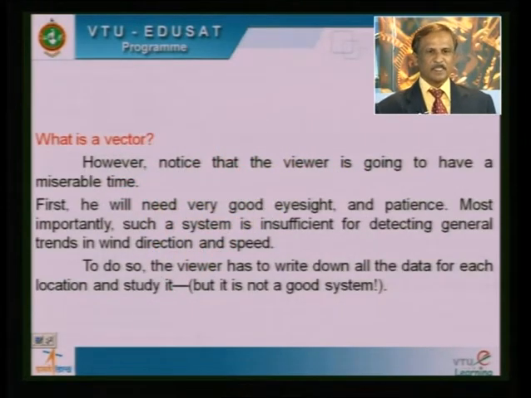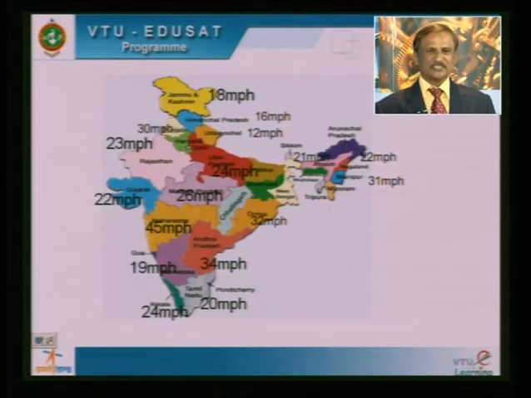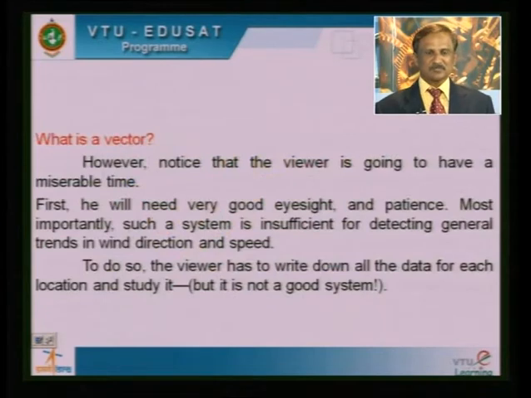So you can say that the viewer is going to need measurable time. They need more time to understand that diagram. They will need very good eyesight and patience. Most importantly, such a system is insufficient for detecting general trends in the wind direction and speed. Going back to the same picture, just by observing these numbers we cannot find the general trend of the map, of the country, or of any one state, because we have to note down all these numbers and calculate the general trend. That is not possible immediately.